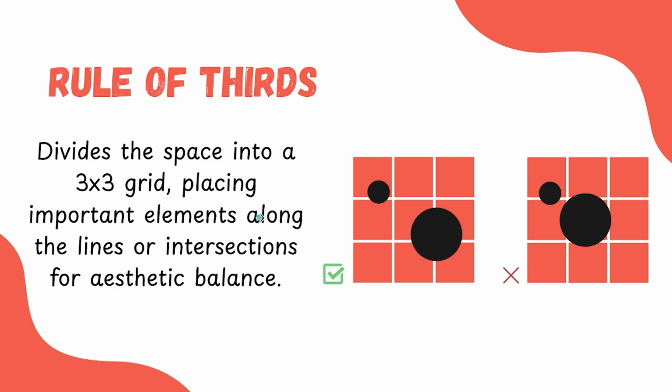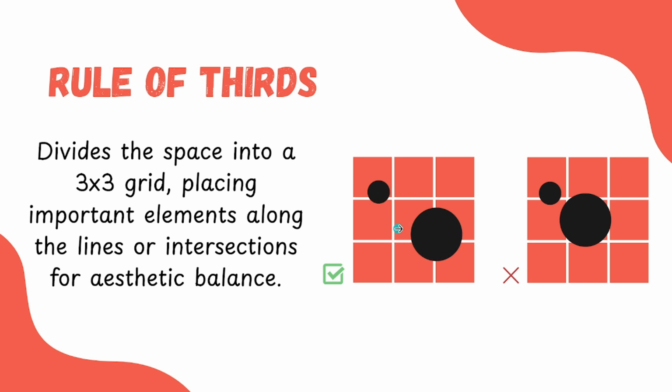Now, the first key principle of composition is what we call the rule of thirds, right? The rule of thirds divides the space into 3 grids, placing important elements along the lines or intersection for aesthetic balance. So for composition, you have 3 grids. You know, we talked about line grids in layouts, right? So here now we have 3 grids.